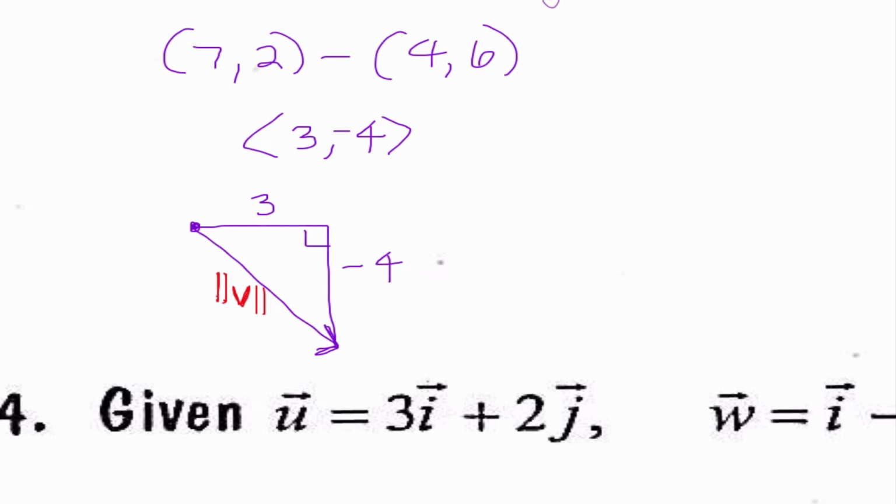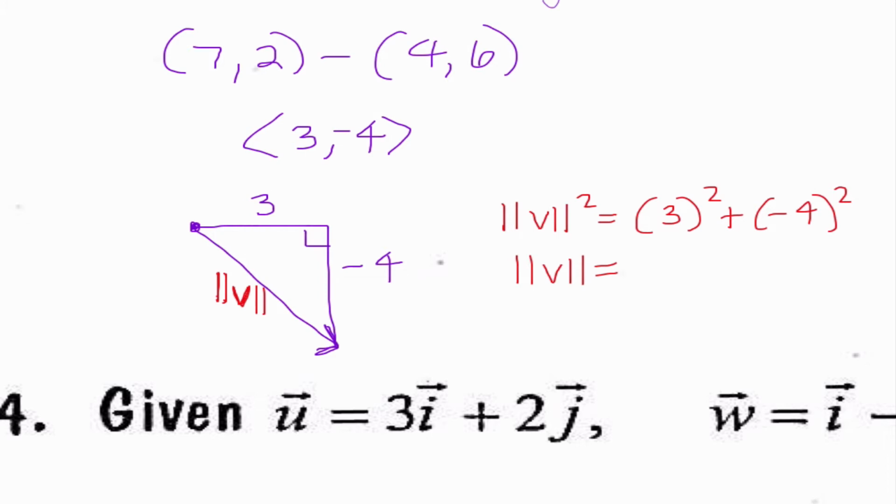And the good news, we can bring back our favorite theorem, the Pythagorean theorem. And even though we probably know this value off the top of our head, we know that the hypotenuse squared equals the sum of the squares of the two legs. So some of you guys recognize this looks like one of our Pythagorean triples. And we end up getting that the magnitude of v is 5.